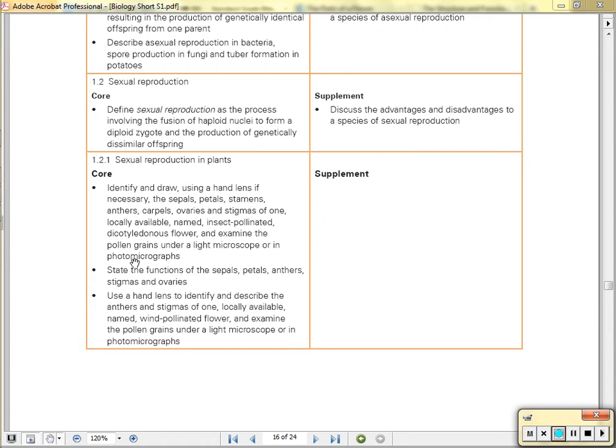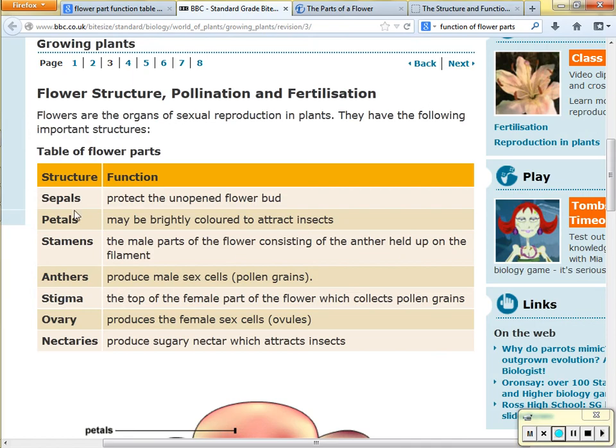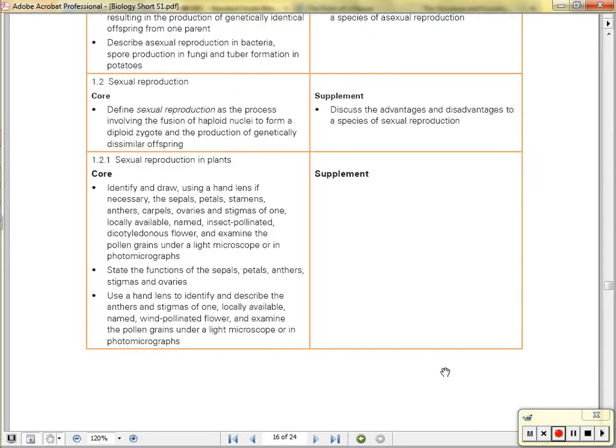You need to be able to state the functions of sepals, petals, anthers, stigmas, and ovaries. Straight from a BBC Bitesize site, there's a little table for you to copy down, and you just need to create a table for that one.